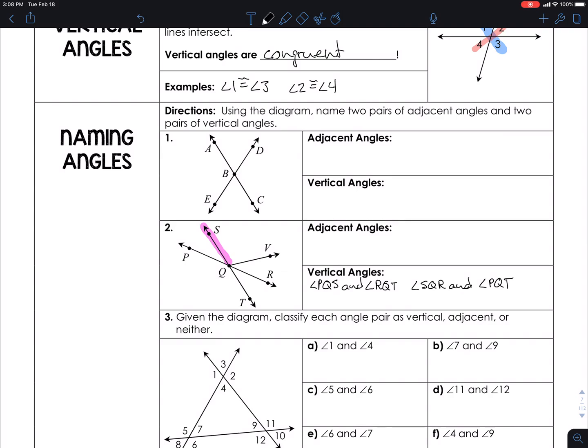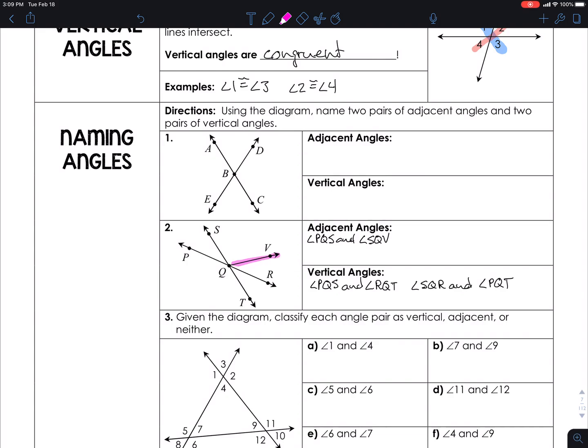Okay? So that's angle PQS, and what's on the other side of it? It's angle SQV. Okay, all I did was I named these two angles because they share that side. Okay, now I'm going to do another one. So we did that S.